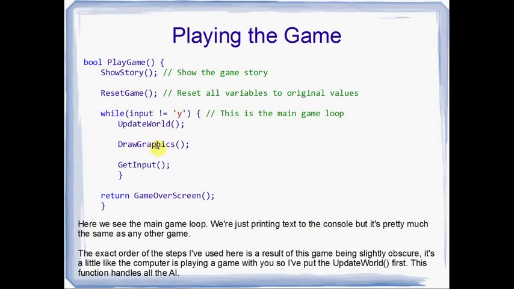So we see update world, draw graphics, get input. Update world, draw graphics, get input. I'm sure you can see the pattern. Until the user hits Y, which means that they want to quit. Fair enough. And when they quit, we show them the game over screen. And that's pretty much how the main game loop works.